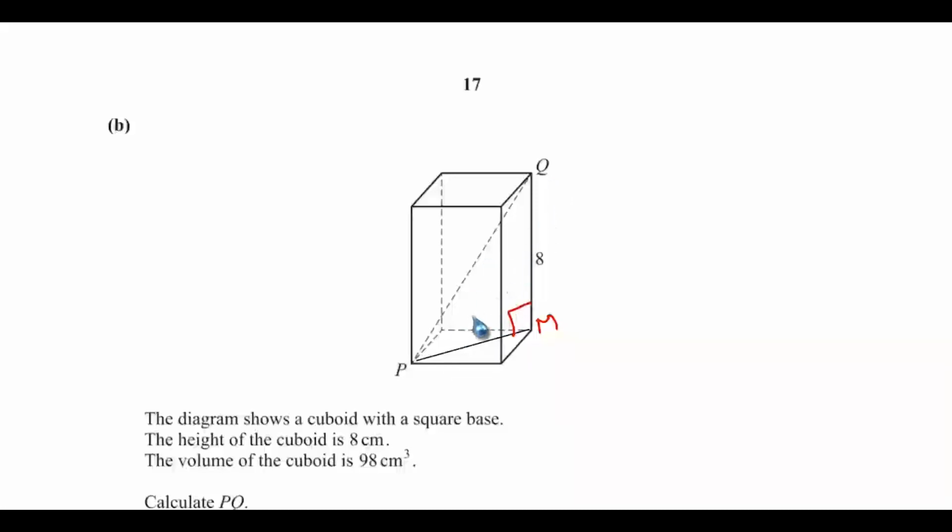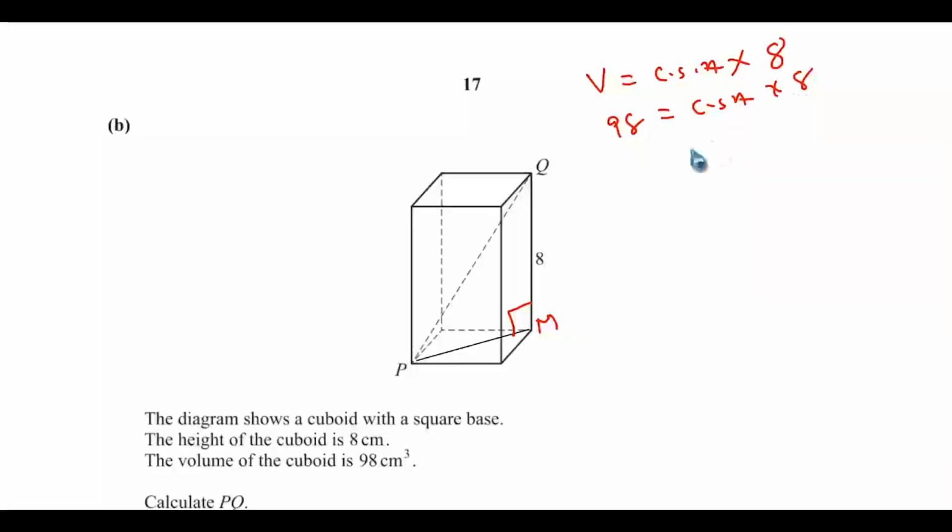Okay, so but we have some information here. The height of the cuboid. The base is a square, and we are given the volume. So that means the volume is equals to the cross section area multiplied by the length between the two cross sections. Now that is 8. So from there you can calculate the area of this cross section. So the volume is given as 98. Then we can get the cross section area.